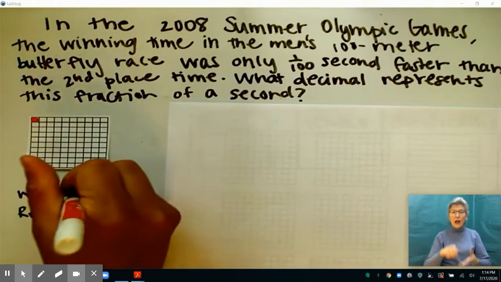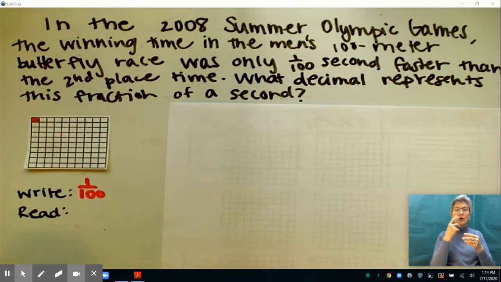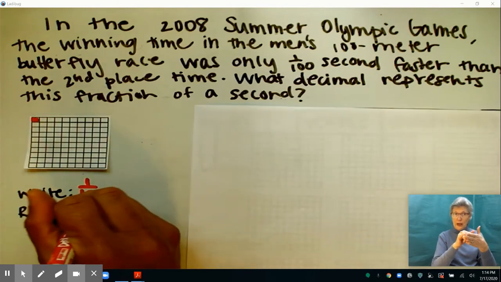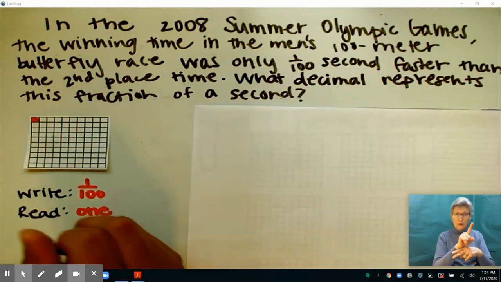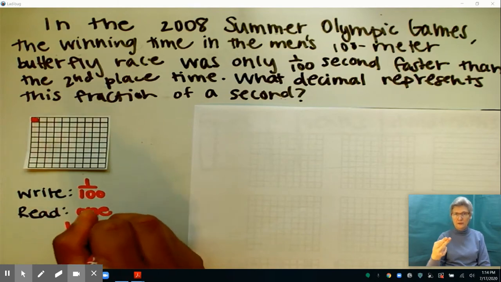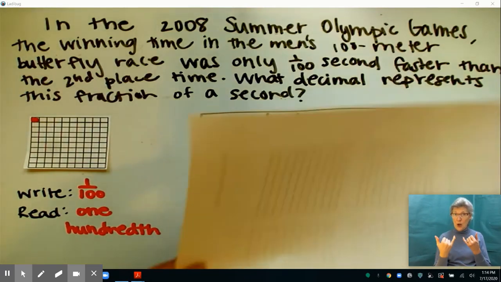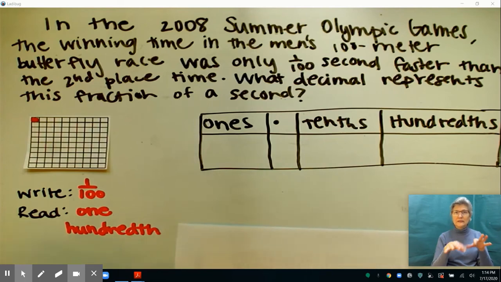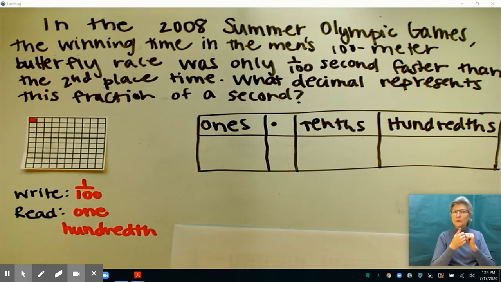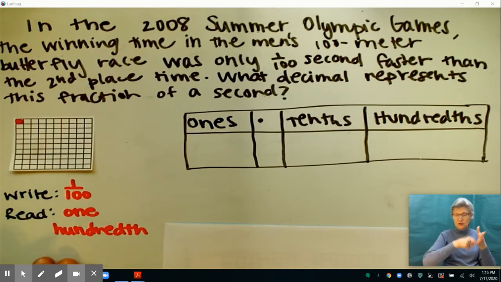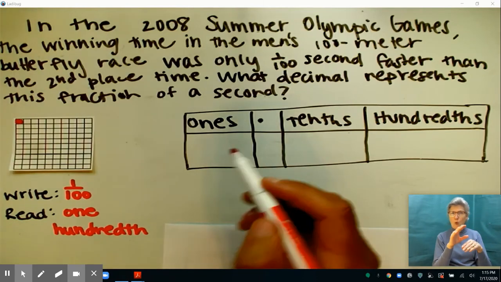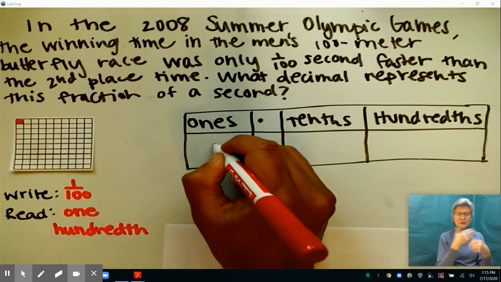I write this number just like we saw in our problem, 1 out of 100, right? 1/100th. And when I read it, I read it as 1/100th. So now let's take this and move over to our place value chart again. And I want us to think about how we would start to complete this place value chart using this information from our model. Again, we're finding that we don't have any ones, right? If we did, this whole grid would be shaded, and that's not the case.